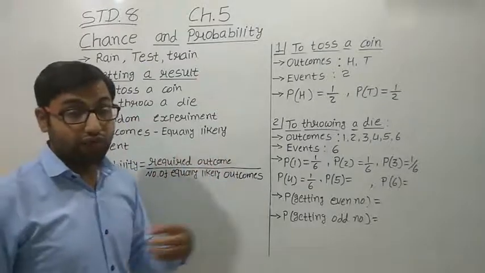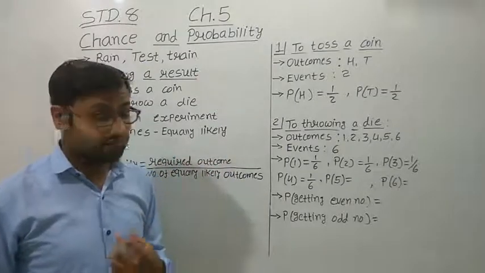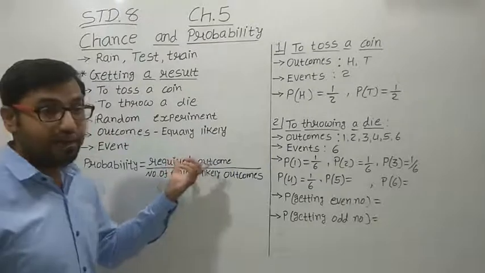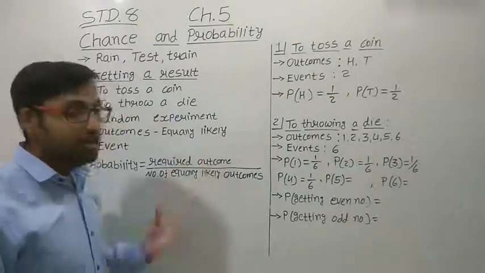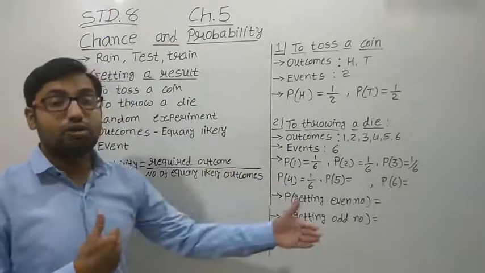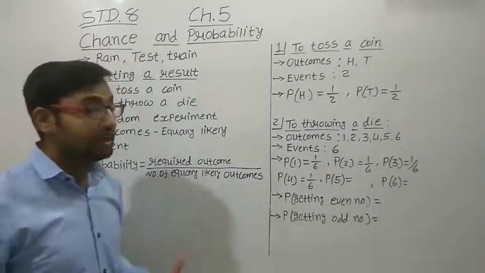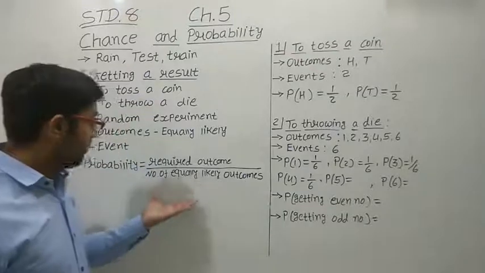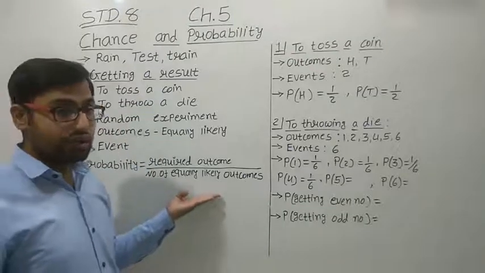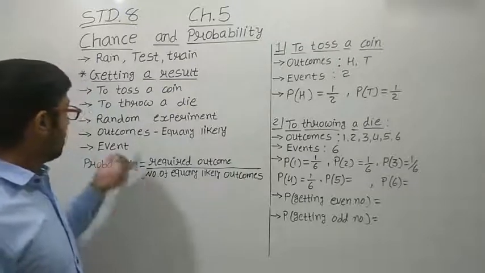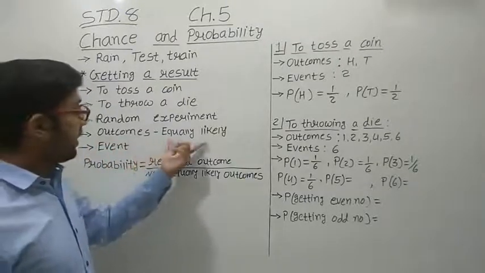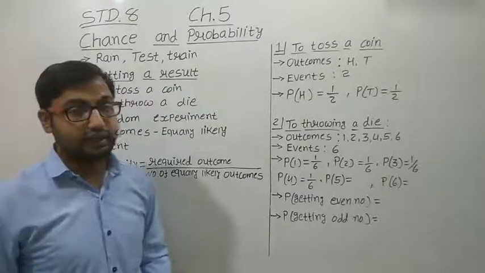Required outcomes, that is, the result we require and how many times that result occurs, we have to put in the numerator. In the denominator we have to put the total outcomes, which are equally likely outcomes. So this probability is only where we study cases in which whatever outcomes we get are all equally likely.